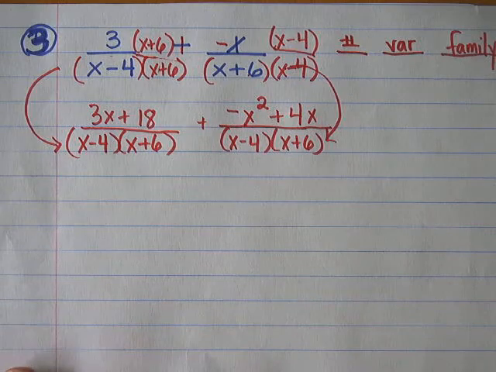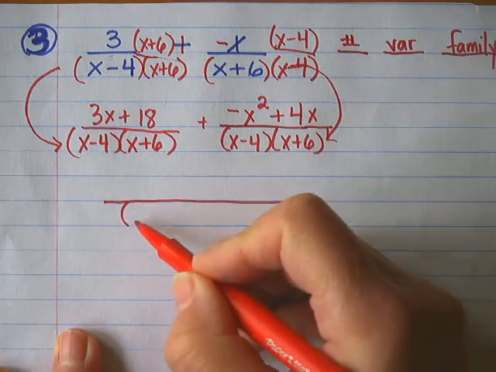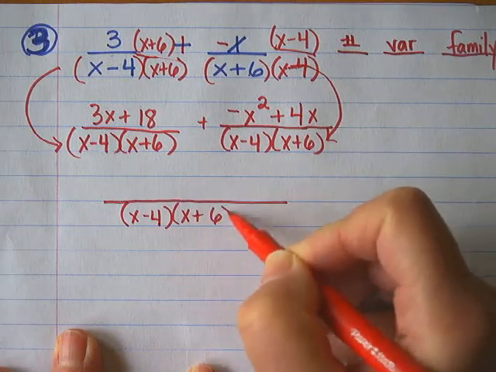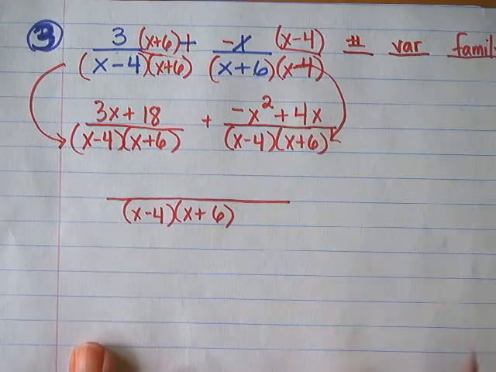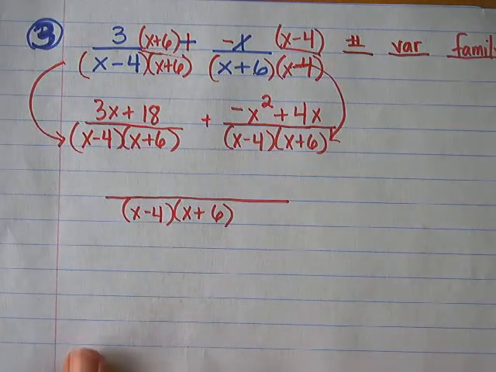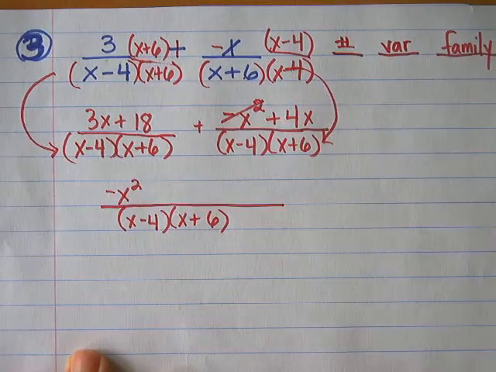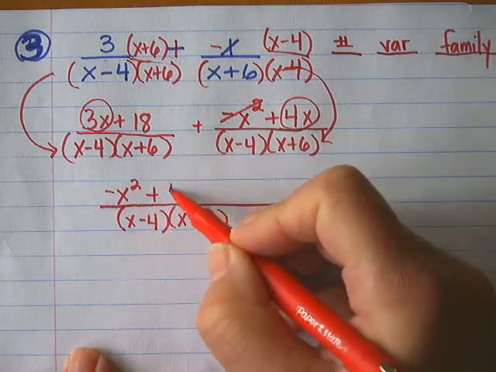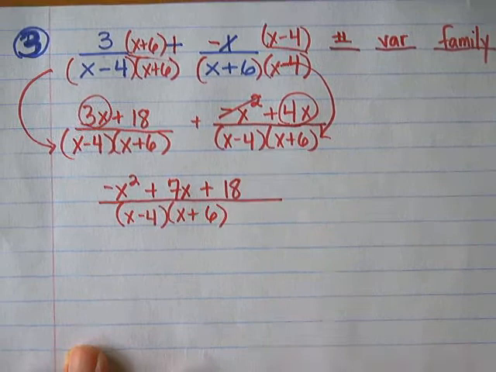All right, and then the last thing to do is to write over one common denominator, going back to our skill from earlier. And then I'm going to combine like terms in the numerators, put them together as one. So this negative x squared has nothing to go with it. I can combine 3x and 4x. That would give me 7x. And then I have 18 plus 18 here.